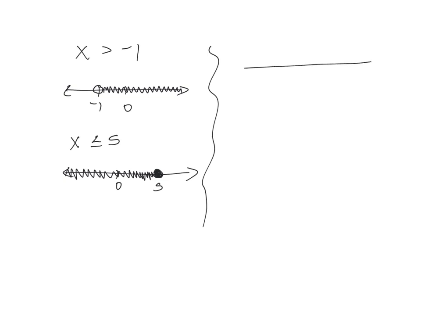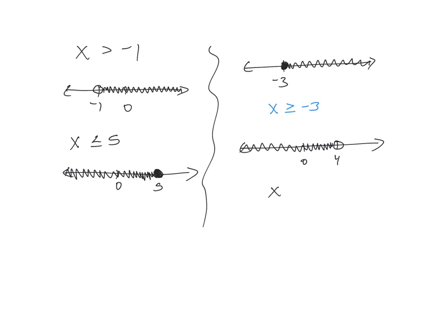Then you'll do the opposite. So the problem will be the actual graph. And then you'll write the solution, or the inequality. So x is greater than or equal to negative 3. Remember, colored in circle means and equal. So on this one, it would be x is less than, just regular less than 4.